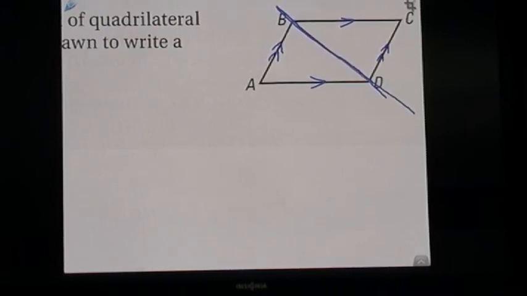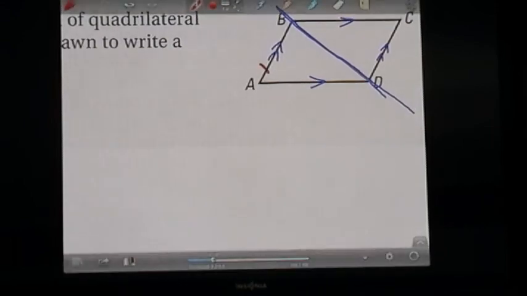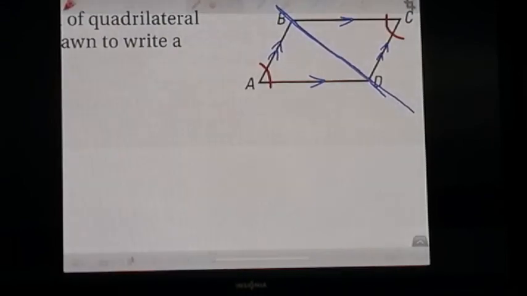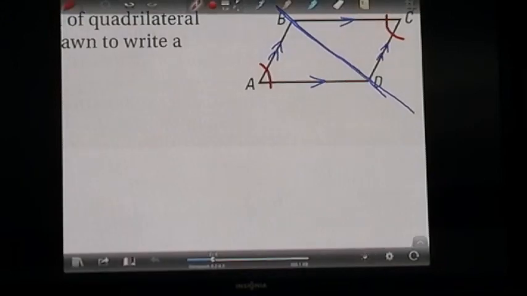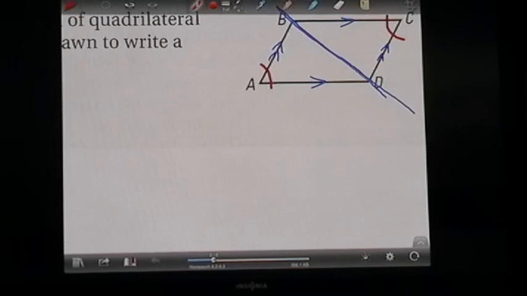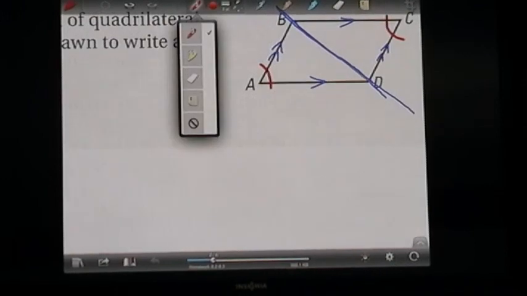Okay, now if we want to prove that these two are congruent, remember I told you it's a good idea to use different colors. That's what we're trying to prove, and the blue is what we know. All right, so you look at that and think to yourself, well, what do you know about parallel lines? Now we can only be talking about the angles that are inside the figure, because the angles on the outside of the figure aren't going to do you any good.